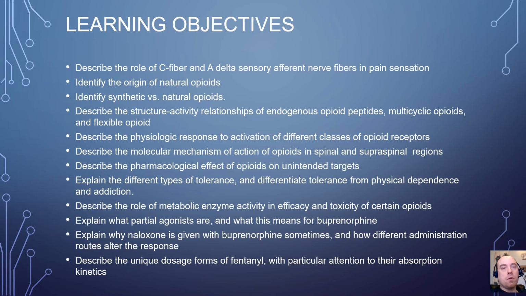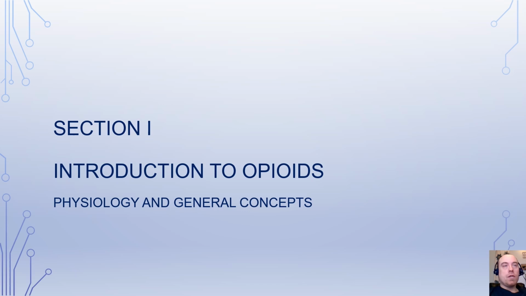Describe the unique dosage forms of fentanyl with particular attention to their absorption kinetics. That will primarily be the transdermal fentanyl, so the patch, and then Actiq, or it could also be used as a generic, basically a lozenge on a stick, almost like a lollipop, but not quite. Maybe not used as often as it used to be, but we'll get into that. So section 1 is the introduction to opioids, the physiology of pain, and then the general concepts.